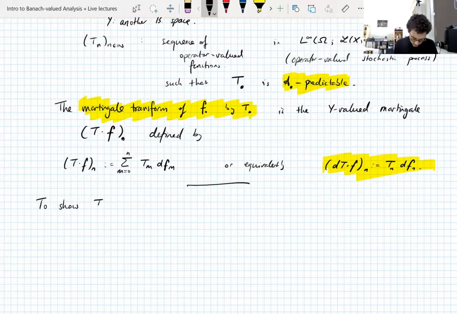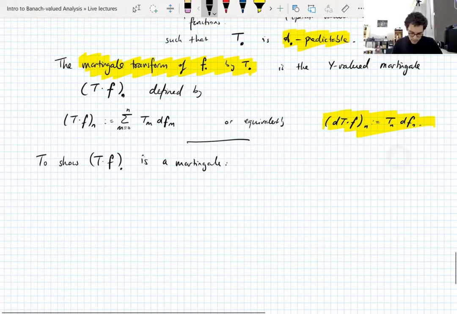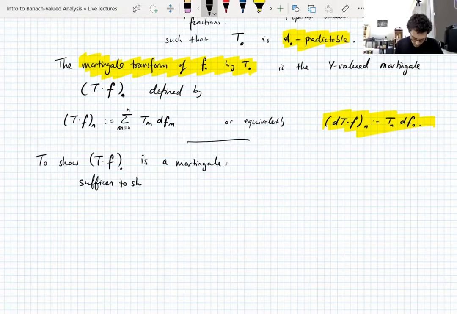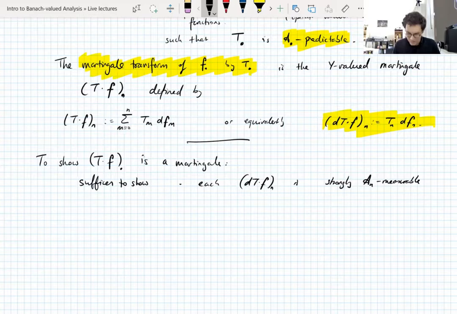So to show that this is a martingale, it suffices to show, as I said earlier, that each of these difference terms is, I should say, strongly An measurable. And here I do need to say strongly. And integrable, because that doesn't come for free. And we need to have that the conditional expectation with respect to An of the n plus one difference is zero for all n. These properties of the difference sequence are equivalent to this process being a martingale.